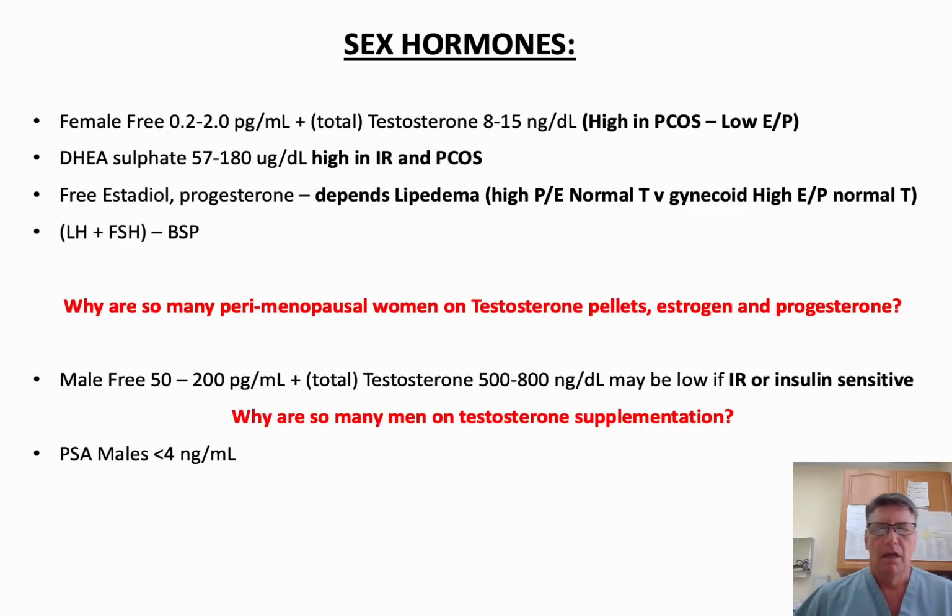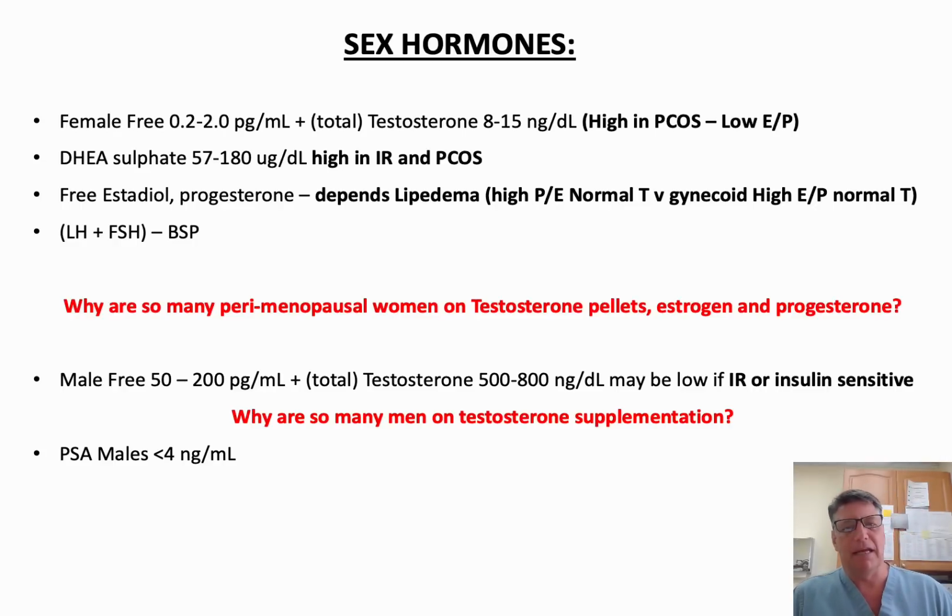The female sex hormones I do look at because they're very common concerns for patients, but they also tell a story. So with my females, I look at the free testosterone, and the free testosterone is more important, and I like that to be around 0.2 to 2. Higher than that, we see in PCOS, and those PCOS patients typically have a low estrogen and progesterone. We also look at DHEA sulfate, and I want to see that low. If it's higher, patients may have insulin resistance and PCOS. Their free estradiol, which is the active component of estrogen, and progesterone, that ratio between testosterone, estrogen, and progesterone is controlled by insulin, but also genetically controlled.